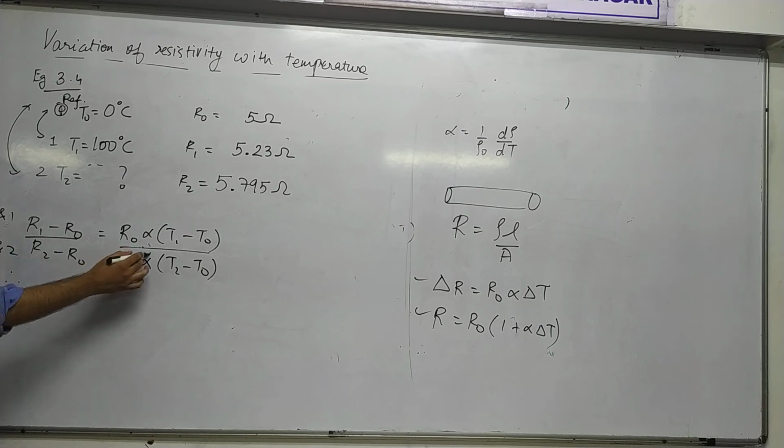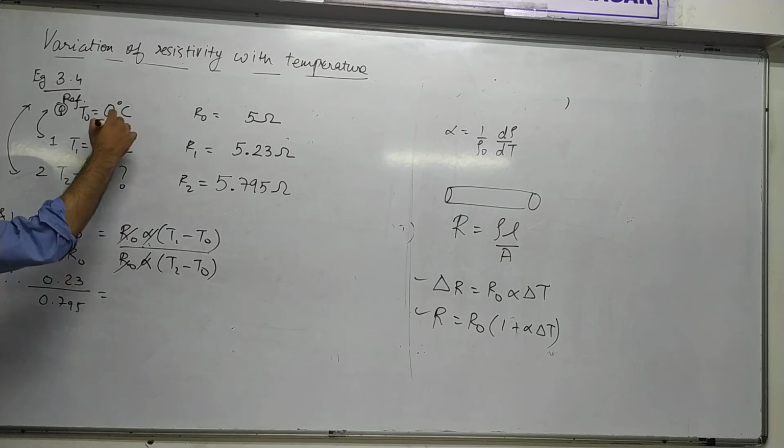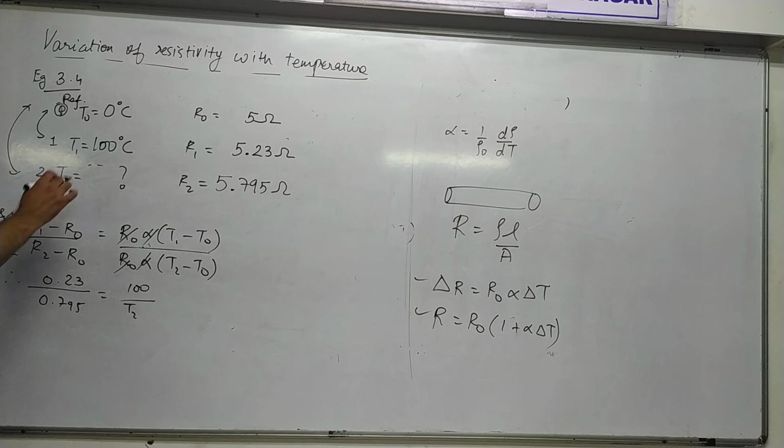Now put in all the values. Alpha cancels, R0 cancels. R1 minus R0 is 0.23, and in the denominator R2 minus R0 is 0.795, which equals T1 minus T0, that is 100, divided by T2 minus 0, that is T2. Solve it and the answer will be in Celsius, because we take all these values in Celsius.